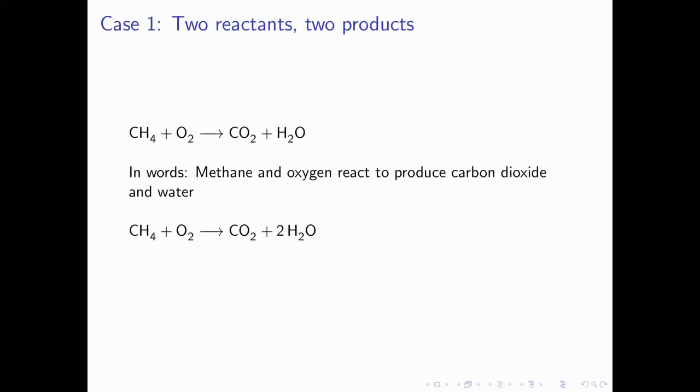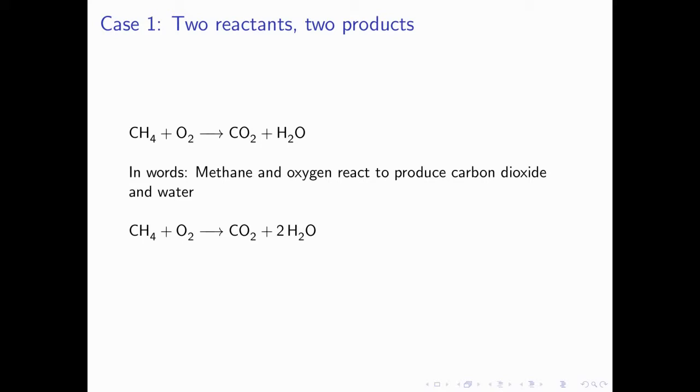Methane and oxygen react to produce carbon dioxide and water. We are given the unbalanced equation representing this process. As our first step, we count the atoms on the left. Let's start with carbon. We have one carbon atom on the left and one carbon atom on the right. Everything is okay there.